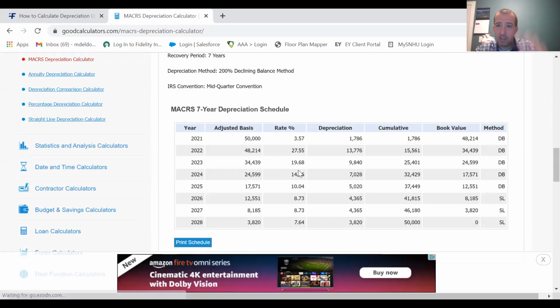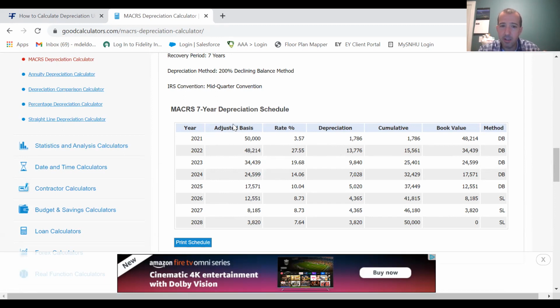But notice that the calculation mechanics are the same. We have the cost basis in year one multiplied by the rate. That's the depreciation deduction in year one. We then go to year two. We subtract the year one depreciation, and we get an adjusted basis in that asset of $48,214. We multiply it by the rate, and we get a depreciation for year two. In year three, same thing as with the half-year convention.